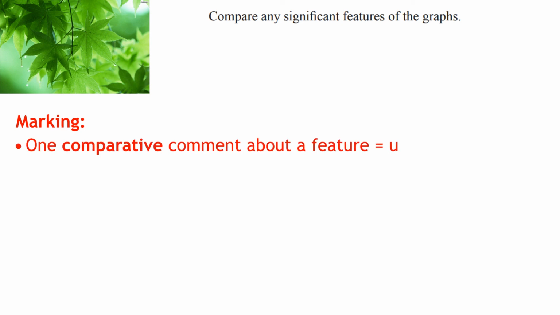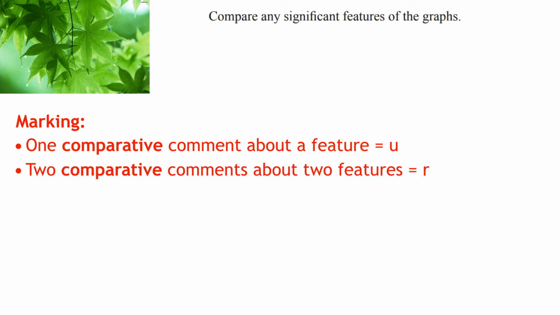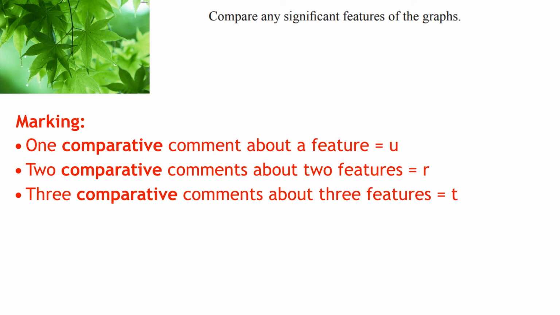Let's have a look at how we mark this then. So if you're able to do one comparative comment, so you just did shape, for example, you compared the shape and you said that they are both right skewed, and you talked about it in context, then that would give you a U, an understanding or achieved level skill. If you could do two comparative comments, so for example the shape and the centre, and you needed to compare them, which median is bigger by how much, etc., then that would get you an R, which is your merit level. If you're able to make three comparative comments about the three features, shape, centre, spread, then that would get you through to excellence.